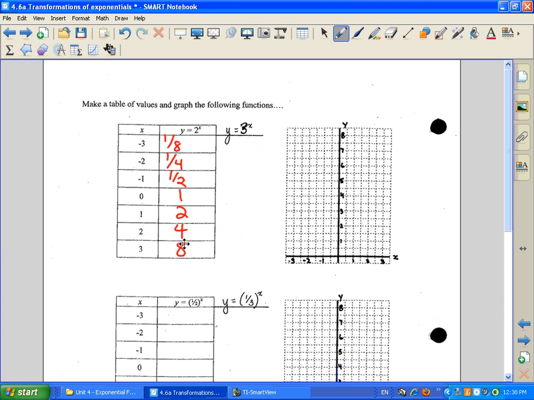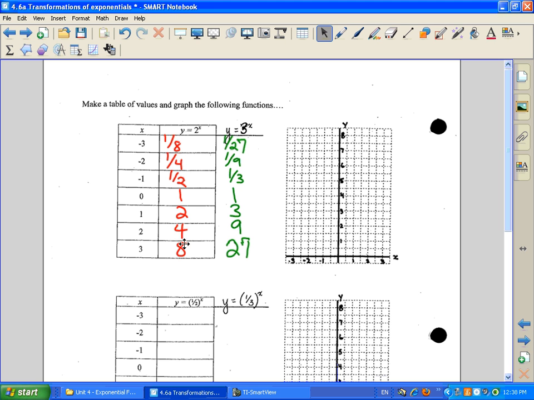Likewise, when I look at 3 to the x, it starts with 27, it becomes 9, and then it's going to become 3. So each time, it's getting a third, okay? So it's going to be 1/3, 1/9, and 1/27. Obviously, you can't plot all of these on the graph, but we can plot some of them.